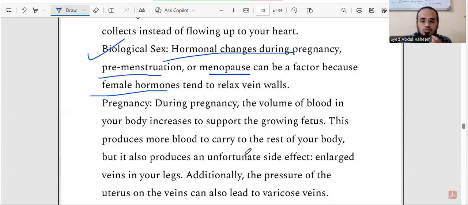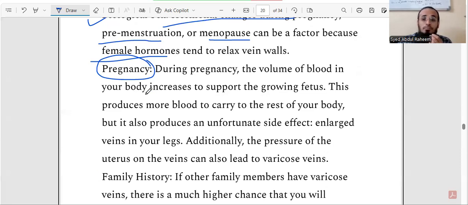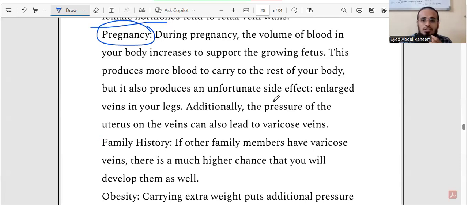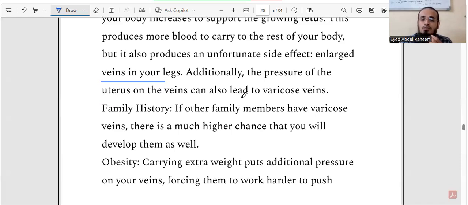Most pregnant women will experience varicose veins during pregnancy because of the pressure. During pregnancy, the volume of blood in your body increases to support the growing fetus. This produces more blood to carry to the rest of your body, but it also has an unfortunate side effect: enlarged veins in your leg. The vein pressure increases, the valves become fragile, loose, and backflow of blood will happen.